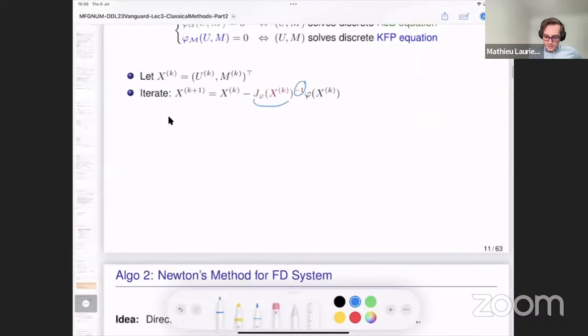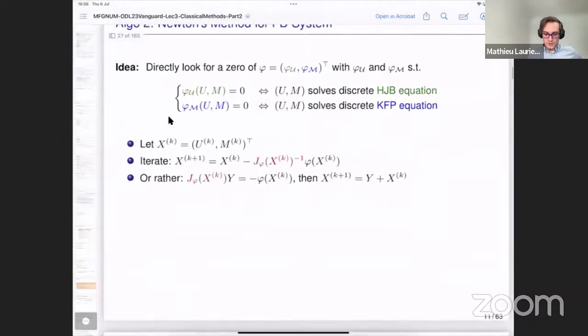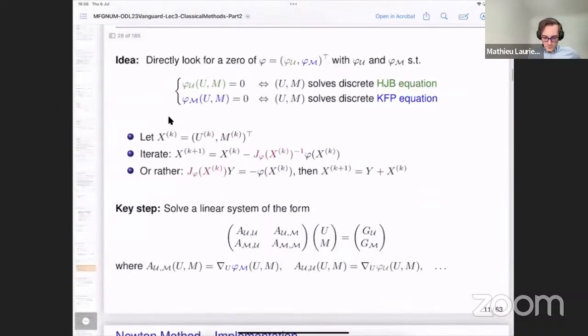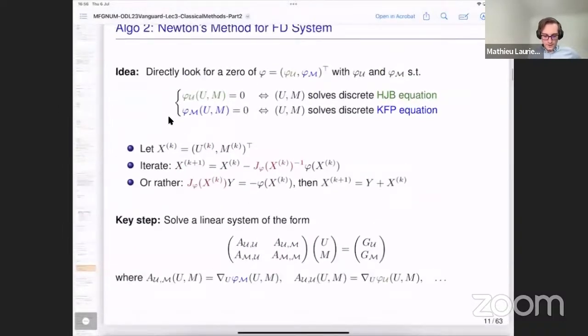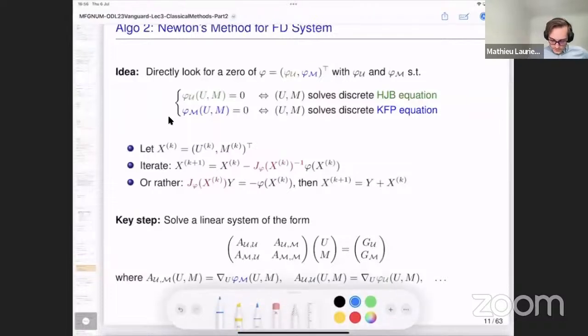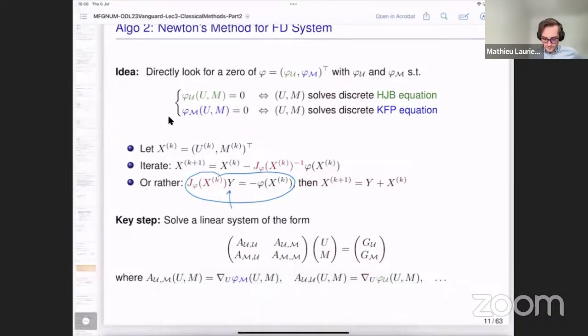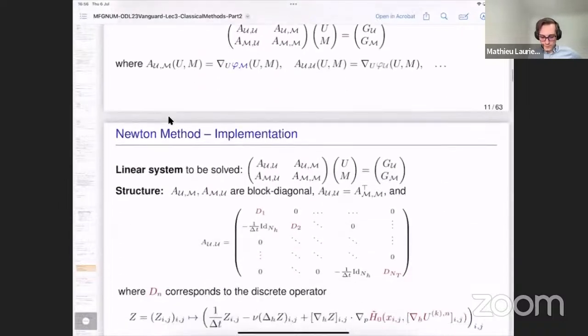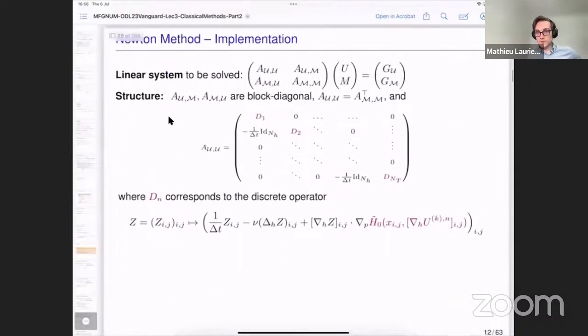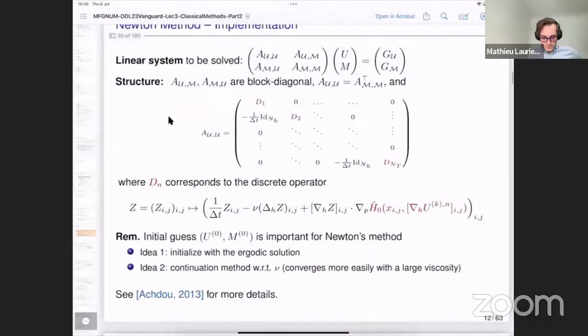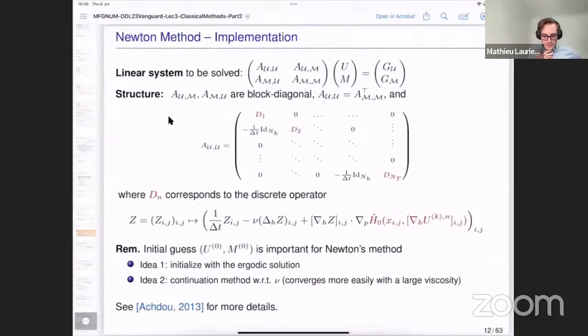And then inverting this Jacobian. But inverting the Jacobian is typically expensive. So one thing you can do is to rewrite this as an intermediate step to solve a linear system. And then you add this in order to get xk plus 1. So in the end, the key step is this one, where the unknown is y, and this amounts to solving a linear system for which you can actually compute all the coefficients. I'm going to skip this for the sake of time, but you have more details in the papers of Ivashdu and Capuzzo Dolcetta, Fabio Camilli, etc.